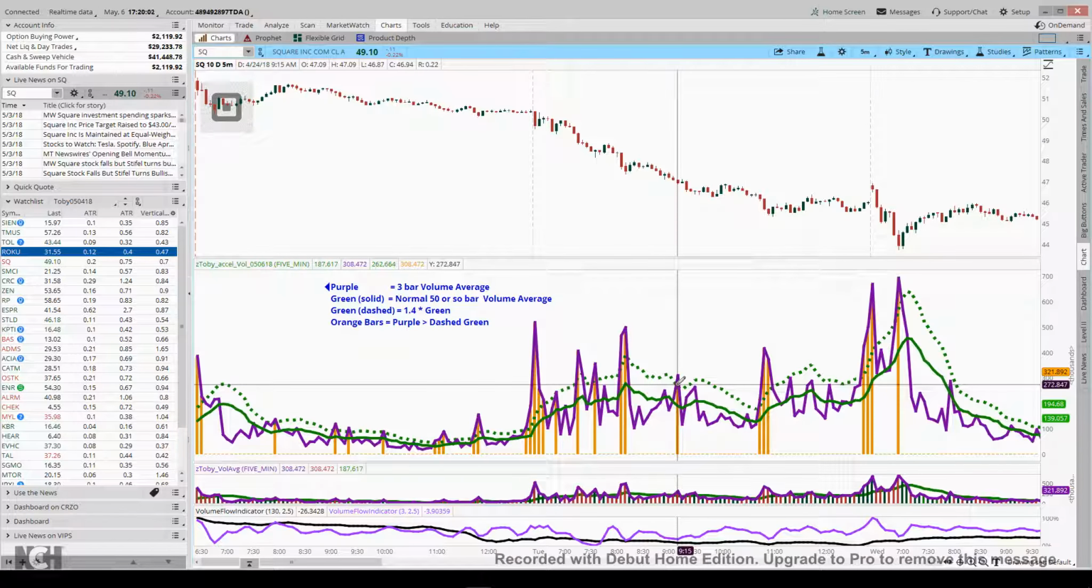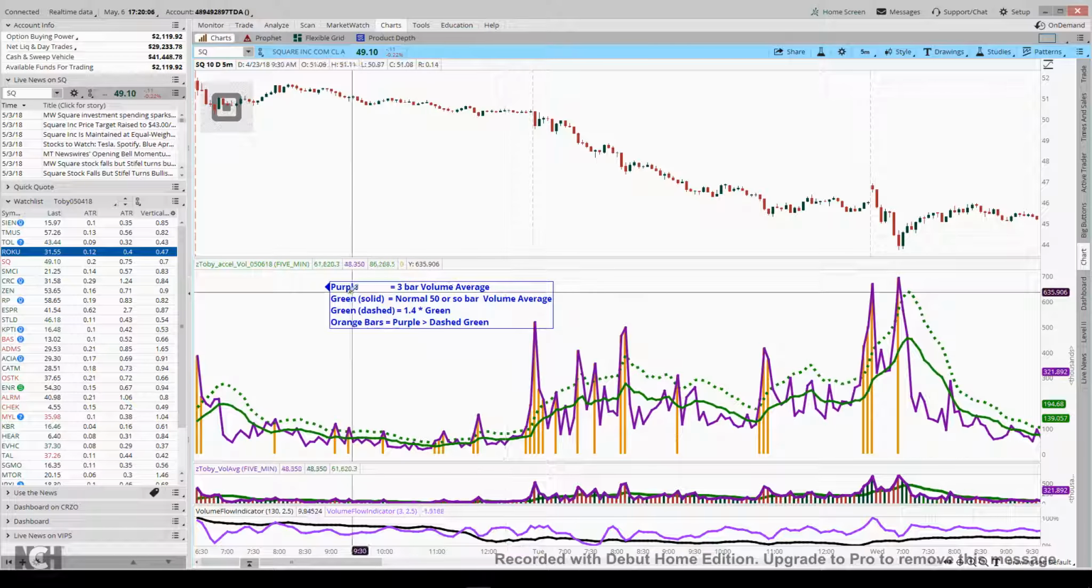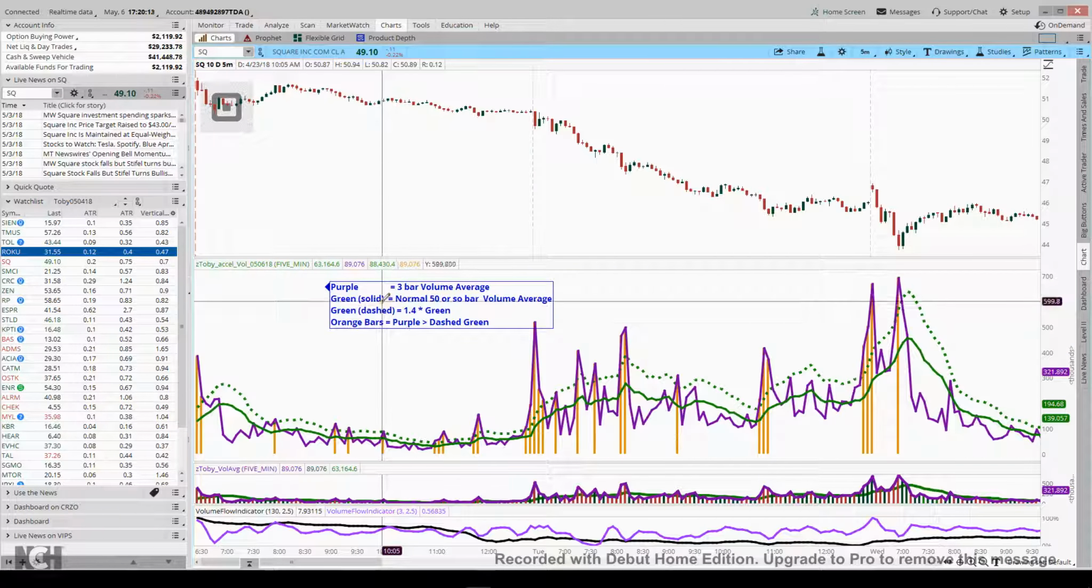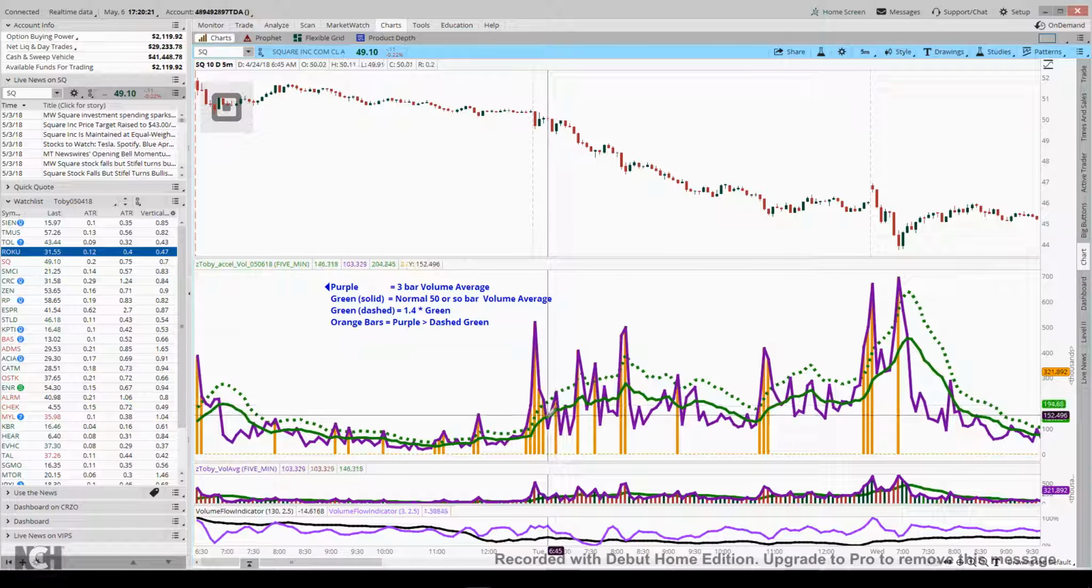And it tells you there's a big spike here. And so what I did was I specified a table here. Purple is a 3-bar volume average. That's this thing. And the green solid, there's a green solid and green dash. The green solid and the green dash are both 50 bars, sorry. And then the dash green is also a 50 bar average, but it's shifted up by 40%.